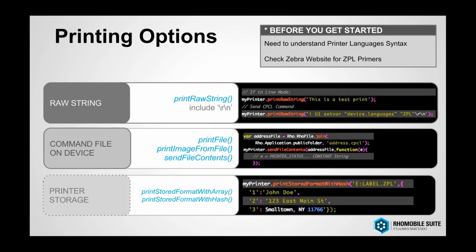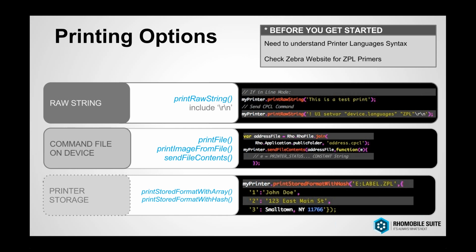Okay, so now we're going to talk about actually printing. Those were just some useful features, some basic steps for searching and connecting, and now you're ready to actually start printing. A little asterisk here on this slide before you get started: you need to know a little bit about printing on a Zebra printer. We don't document that at all. It's really nicely documented on Zebra's website. There are many different user guides and primers that talk about printing labels and the different commands.